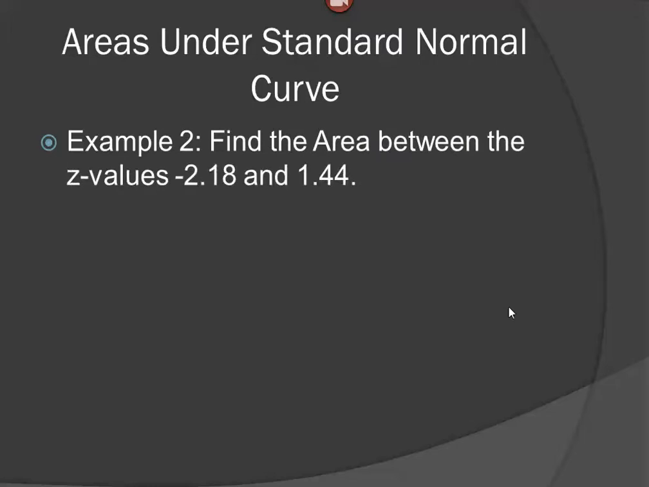Here's another example, sorry. Find the area between the z values. See if you can find that on your calculators. And you can pause the video at this point, find it, and then you can confirm if you found the right values.